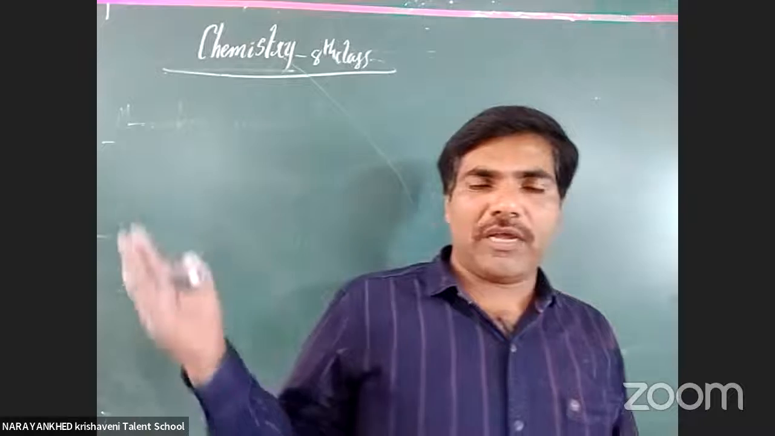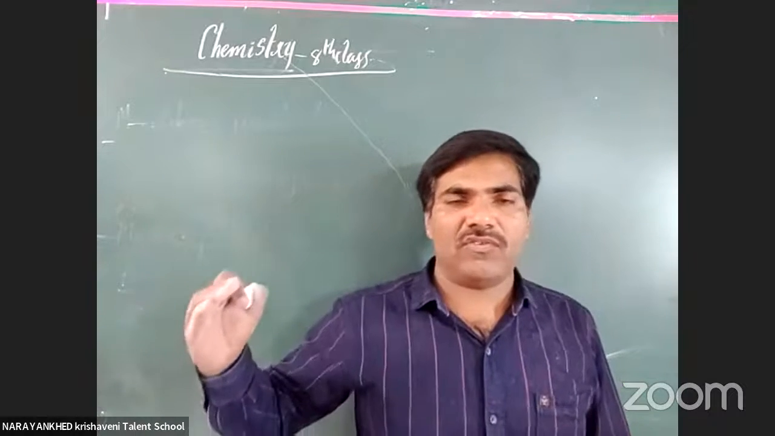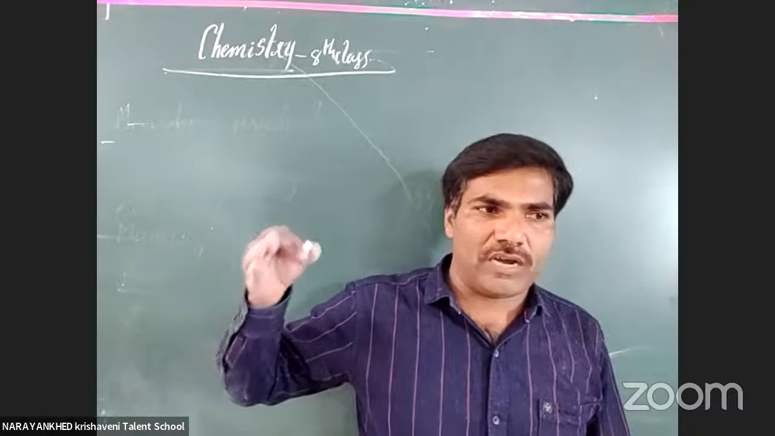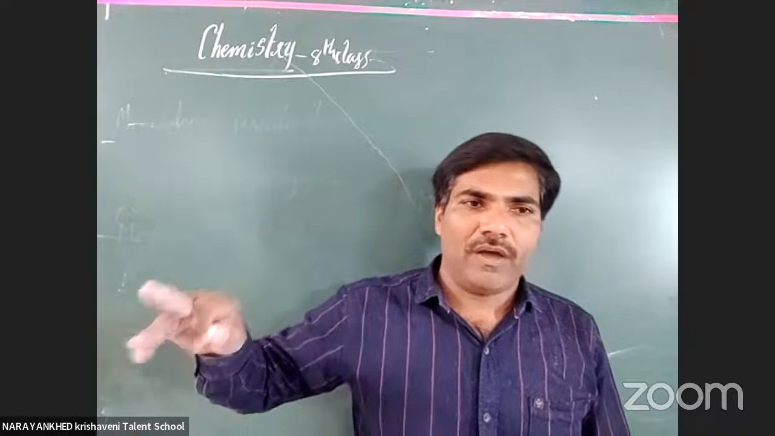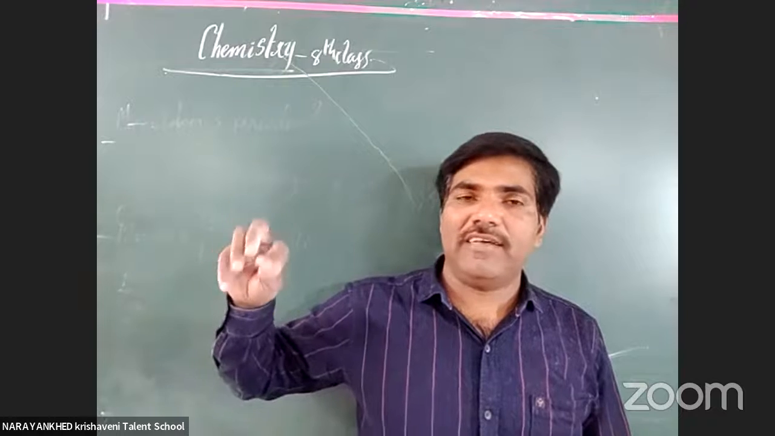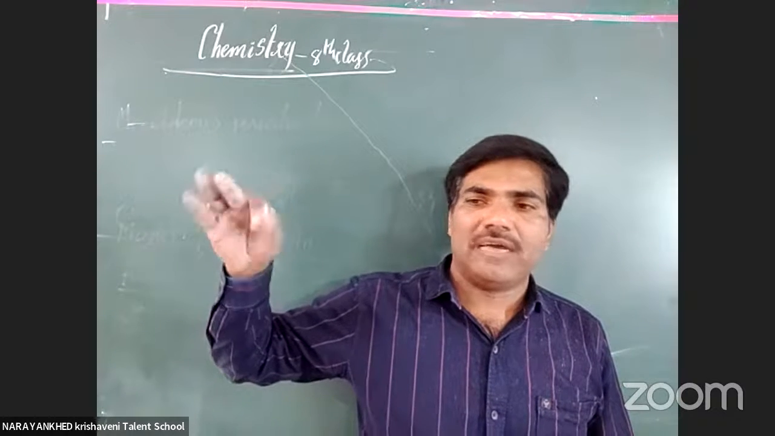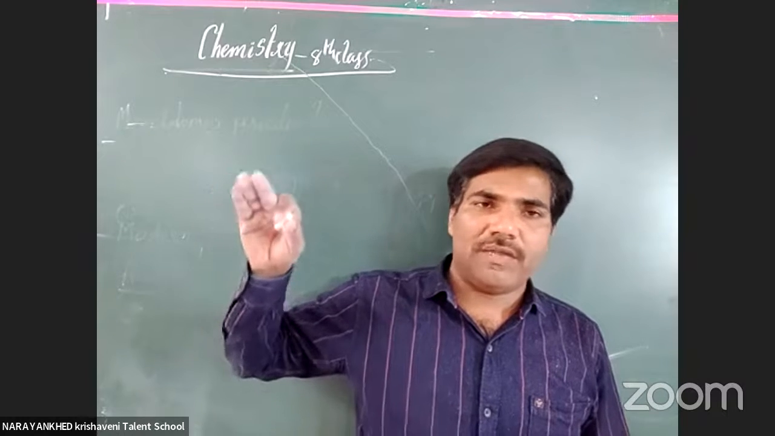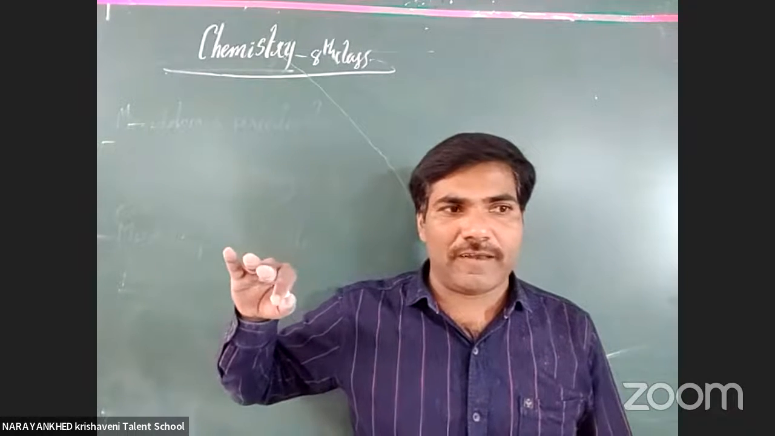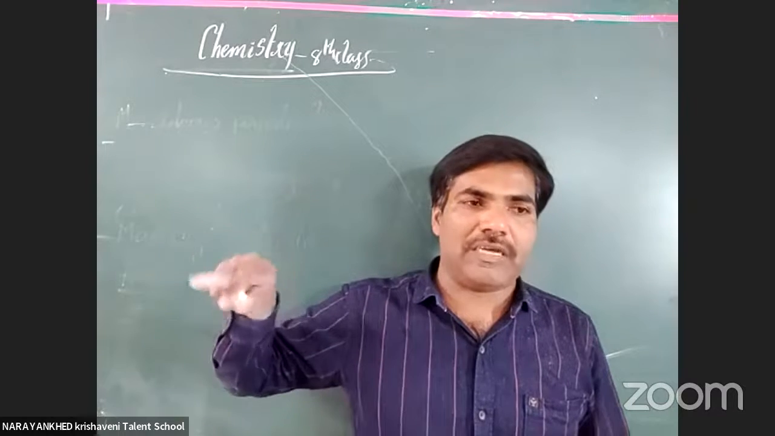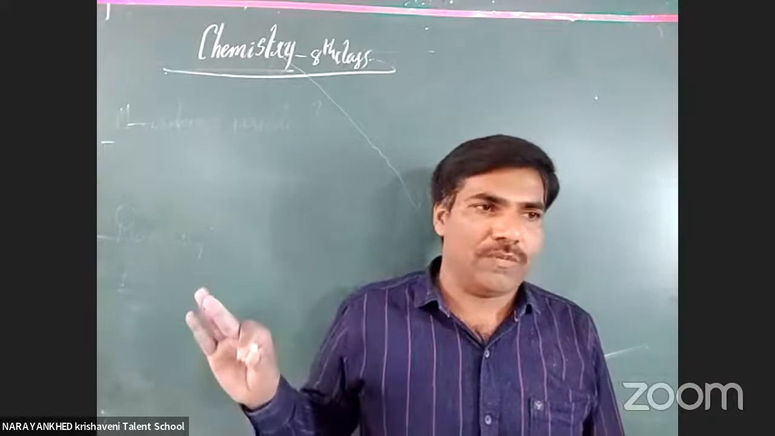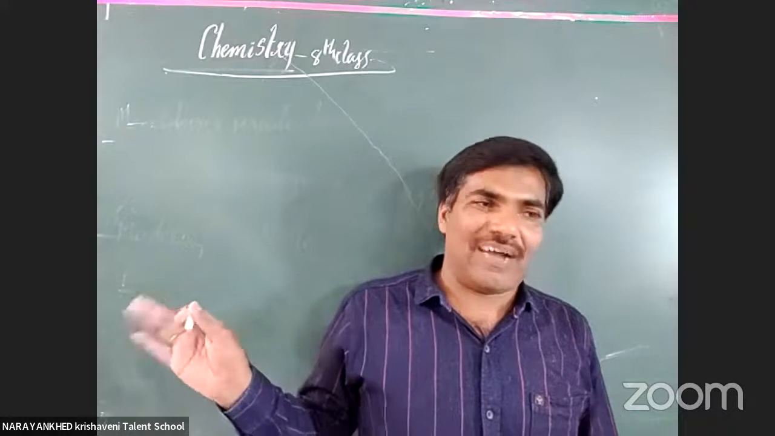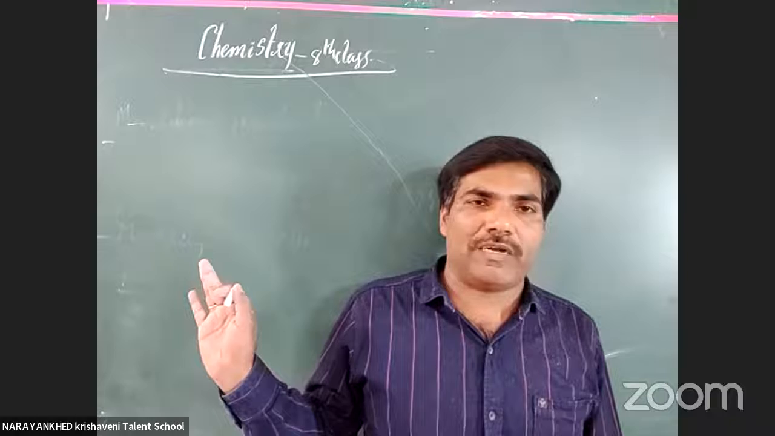Until now, Dobereiner, Newlands and Mendeleev said what? That the physical and chemical properties of atoms depend on atomic weight. Afterwards, in the modern periodic table, they said that is not correct. Atomic weights are not a periodic property of atoms. Then which one is a periodic property? Atomic number is a periodic property. That is the law of the modern periodic table. Then later, Moseley said that even atomic number is not the periodic property.